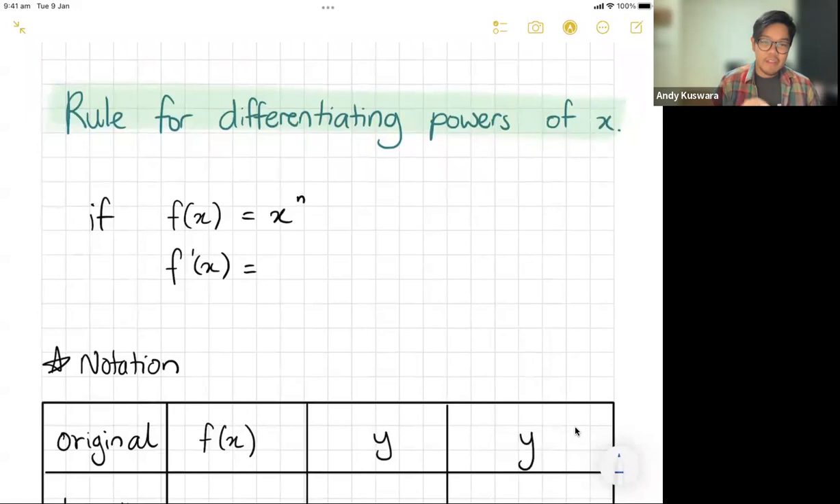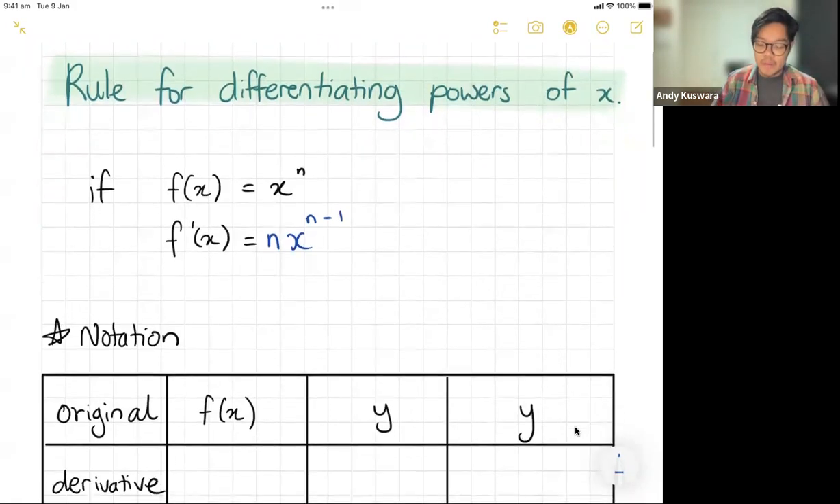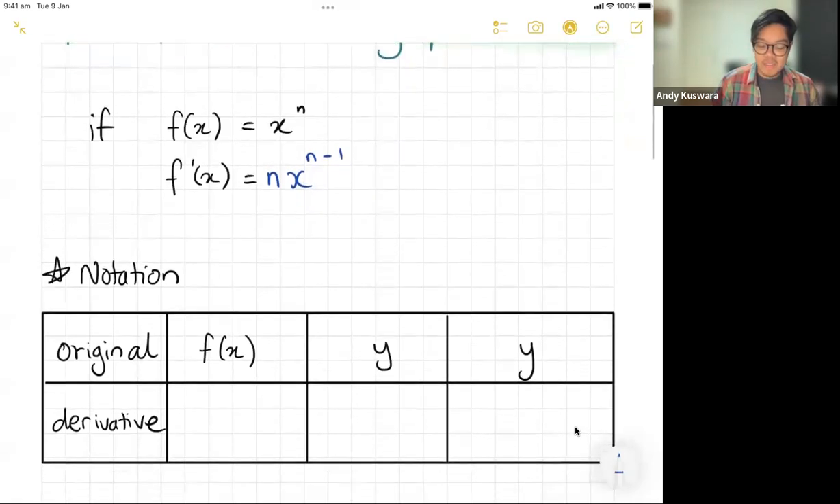So if f(x) equals x to some power of n, your f dash x simply becomes n x to the power of n minus 1. So the power comes down the front, your x remains, and then you take away one from your power. That's the general rule that we start to use, and this is going to become your bread and butter for calculus. So remember it, practice it, do lots of questions.